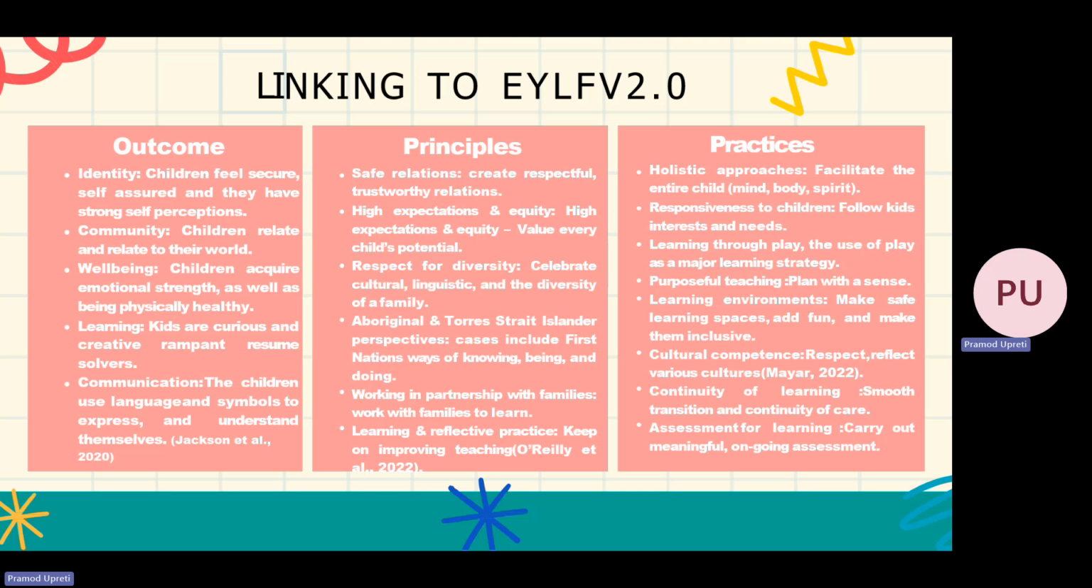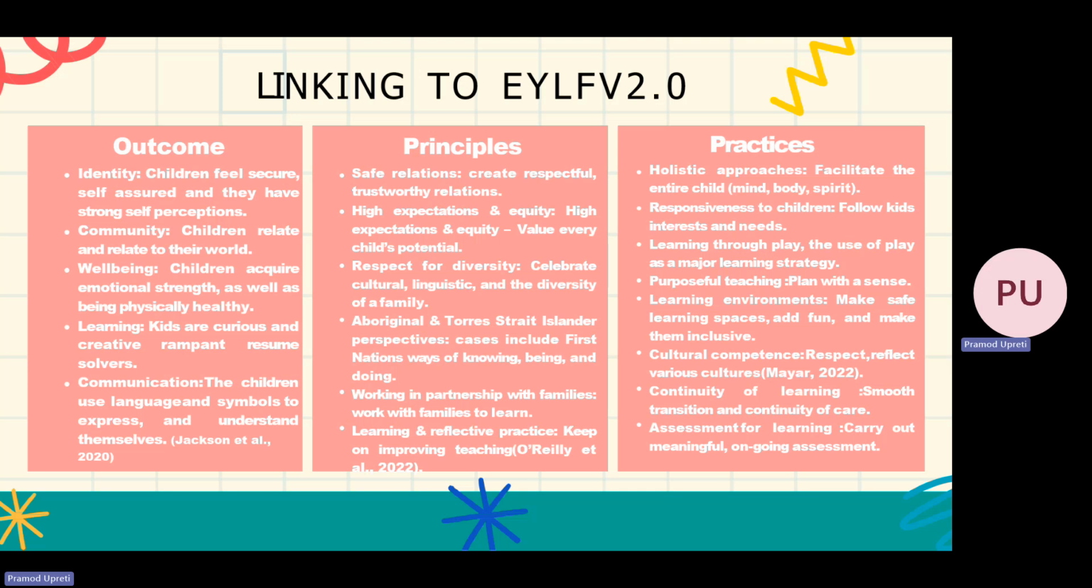Well-being. This includes both physical health and emotional development. Children learn how to manage emotions, take risks, and develop resilience. Learning. Children become confident and involved learners. They explore, experiment, and solve problems through play and inquiry. Communication. Children use different languages and symbols to express ideas. They listen, respond, and begin to understand different ways of communicating.